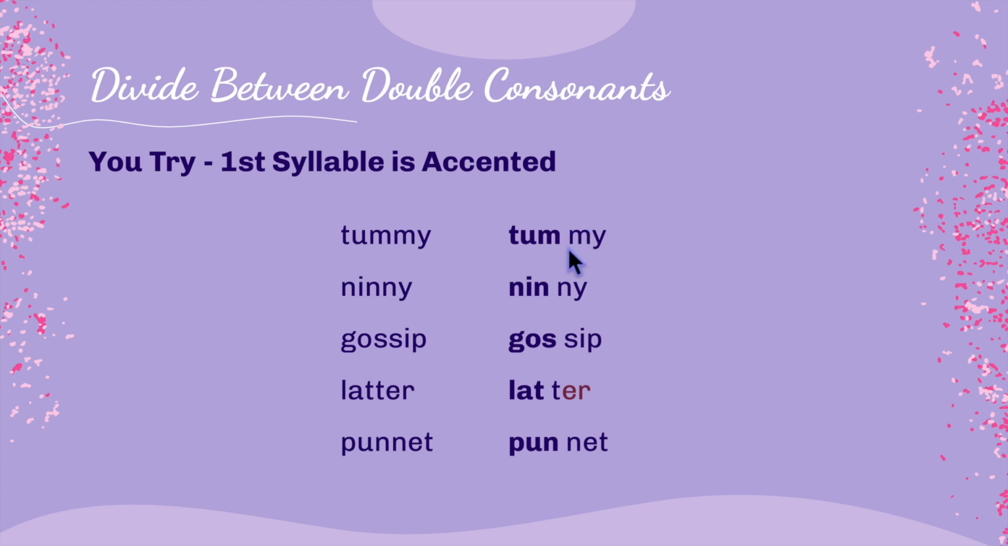Here we split between the double M, the N's, the S's, the T's, and the N's. These syllables are all closed syllables with vowels in the middle, so the vowels get their short sound. These two words have a Y at the end in a syllable that is not accented, so the Y has a long E sound. And we remember that this ER says ur. So we have tummy, ninny, gossip, latter, punnet. These are all real words. Don't worry about if you don't know what they mean.